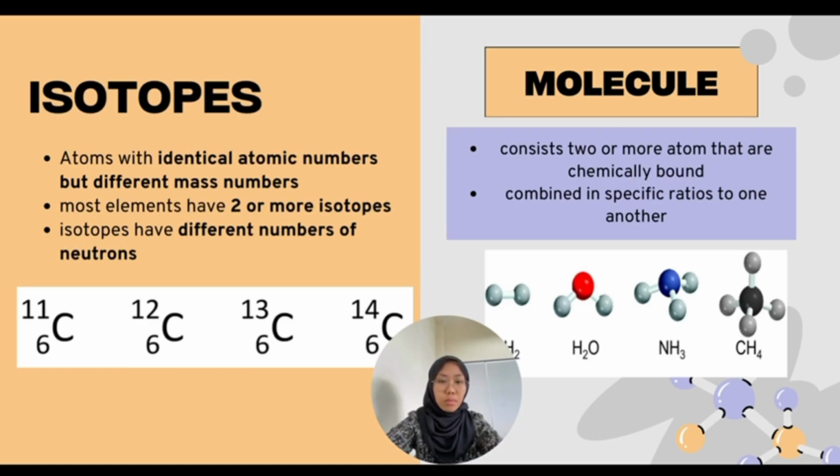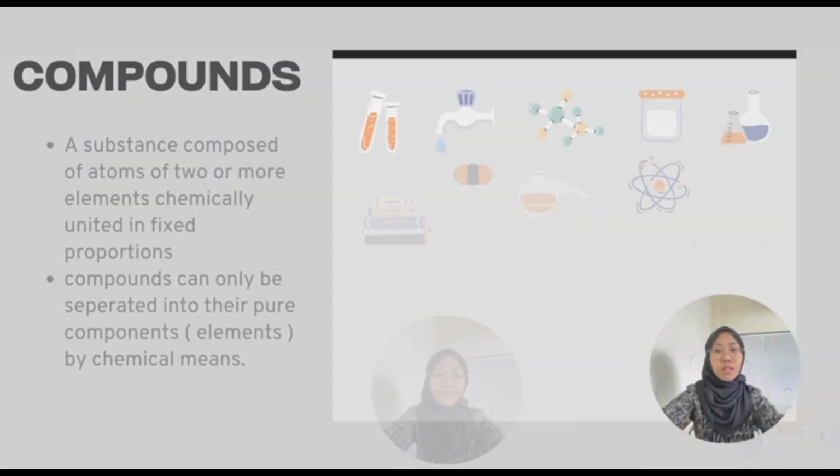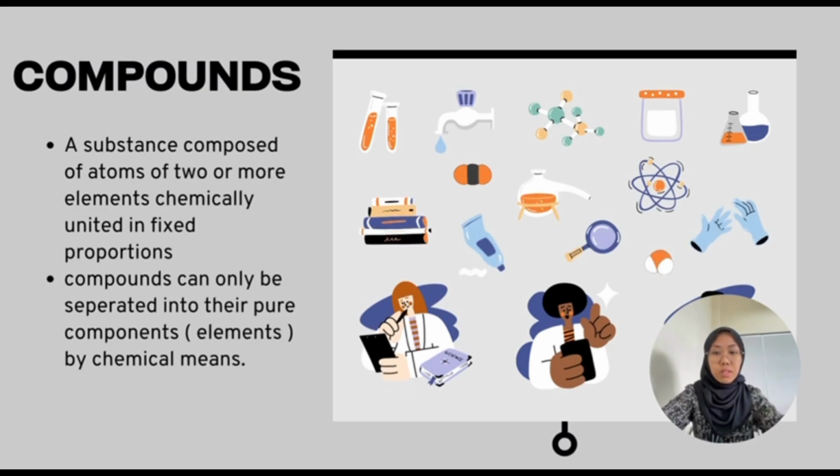And then molecule. A molecule consists of two or more atoms that are chemically bound. They are combined in a specific ratio to one another. The next one is compounds. A compound is a substance composed of atoms of two or more elements chemically united in fixed proportions. Compounds can only be separated into their pure components, elements, by chemical means.